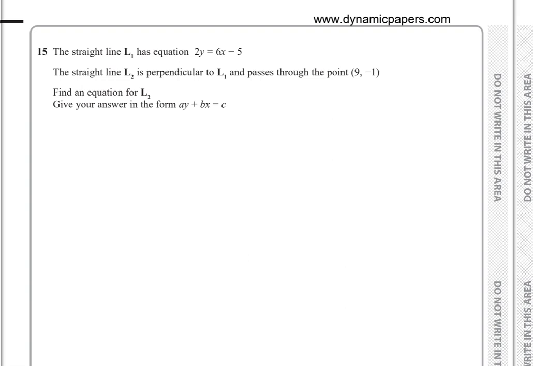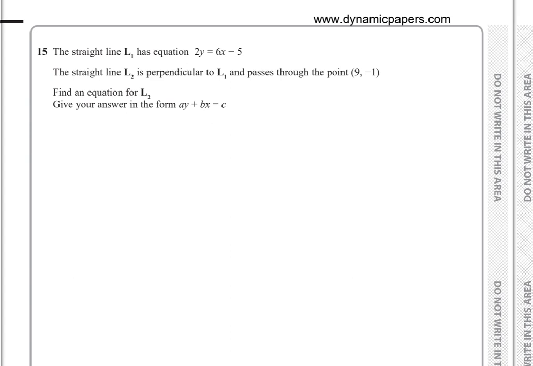Number 15, the straight line L1 has equation 2y equals 6x minus 5. The straight line L2 is perpendicular to L1 and passes through the point (9, negative 1). Find the equation of L2. Give your answer in the form ay plus bx equals c.